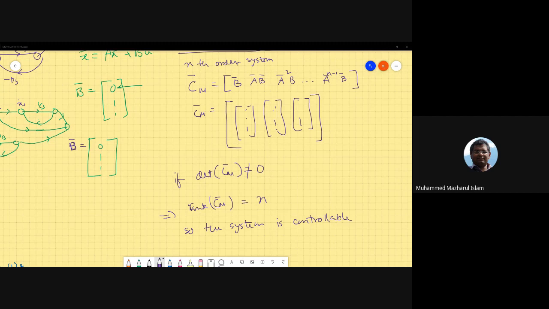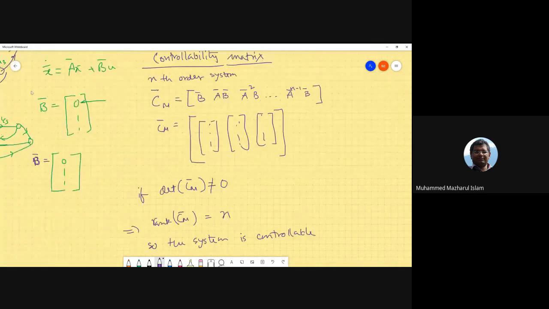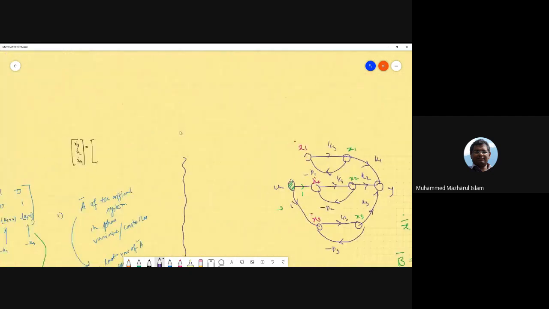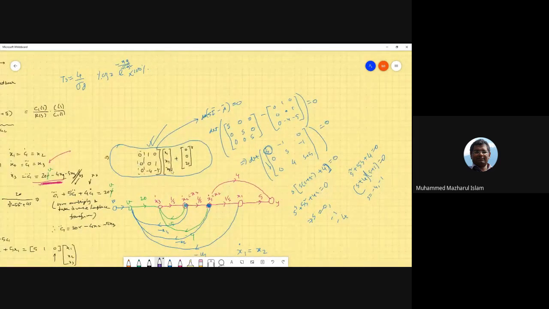So let's look at an example. Why don't we check the controllability matrix for example 12.1. I wrote the original. Yeah, here. The actual system description was here. Something went missing here, I think. So it should be like this. I think it got deleted somehow. So this is A and this is B. That's all we need.